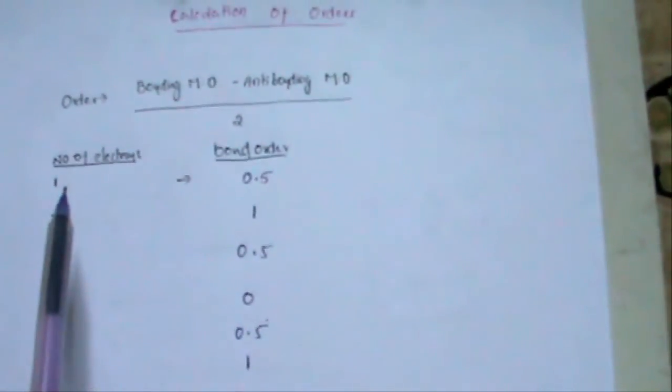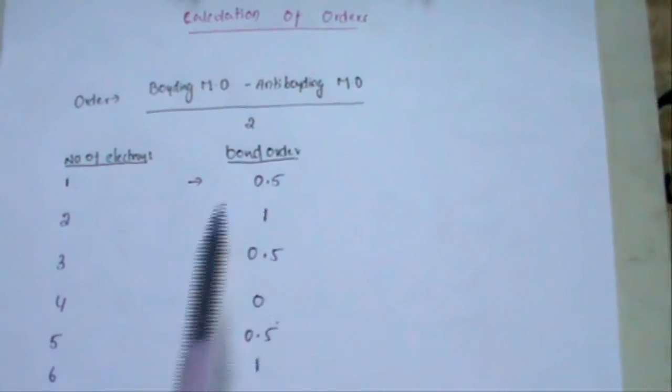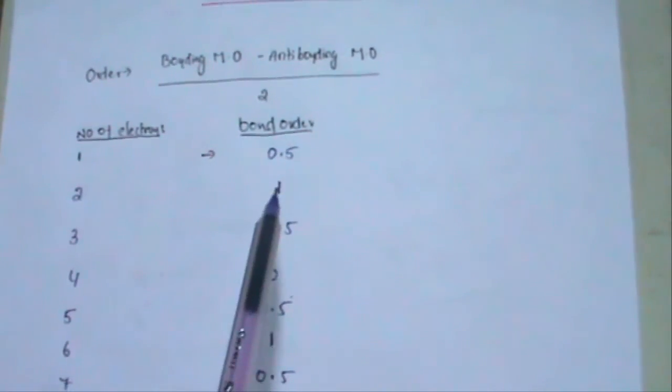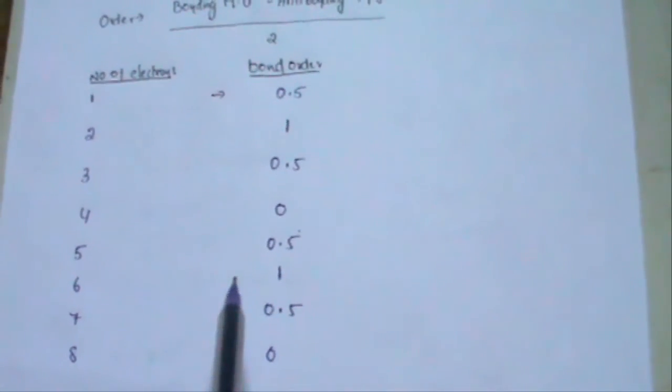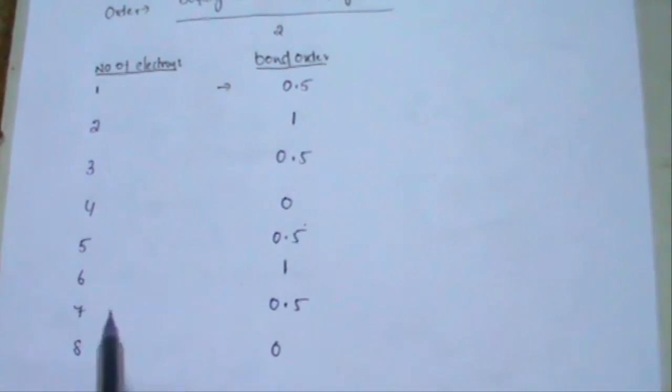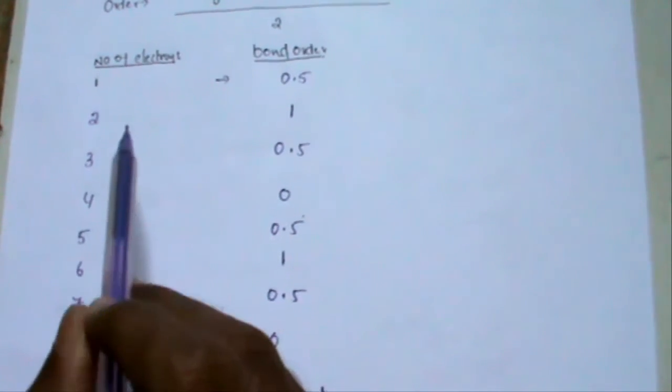If it has 1 electron, then it is 0.5. If it has 2 electrons, then it is 1. 3 electrons, 0.5; 4 electrons, 0. Here 1 to 8, these are the bond orders of the diatomic molecules. Here 4 and 8 have 0 bond order, and the remaining bond orders are 7 having 0.5, 6 having 1, and 5 having 0.5. These are for the diatomic molecules having a total number of electrons from 1 to 8.